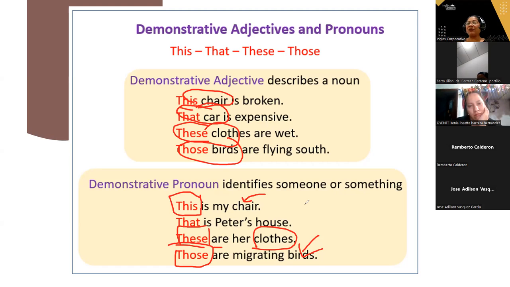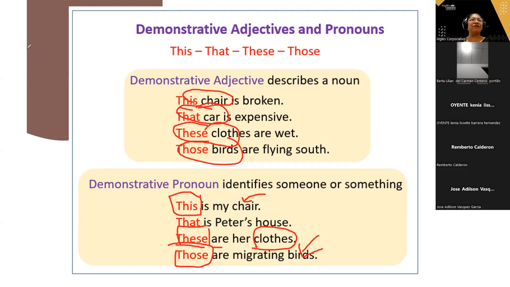And that is the difference with the pronouns. Porque los pronouns, a la par de la palabra this or that or these or those, no tienen ningún noun. Tienen el to be. Y dice, this is, porque eso ya se entiende de lo que están hablando. Después le aclara, ¿ok? This is my chair, la silla. Right? And that is the big difference. Pero tienen que comprender that the demonstrative adjectives and the demonstrative pronouns are not the same.